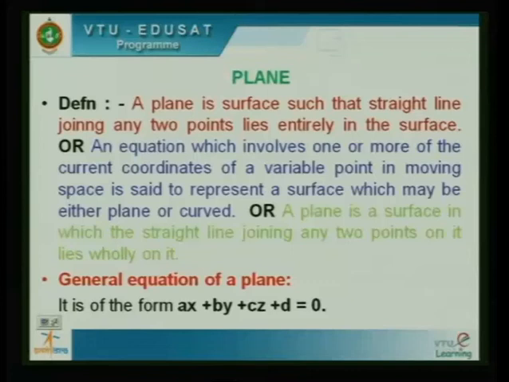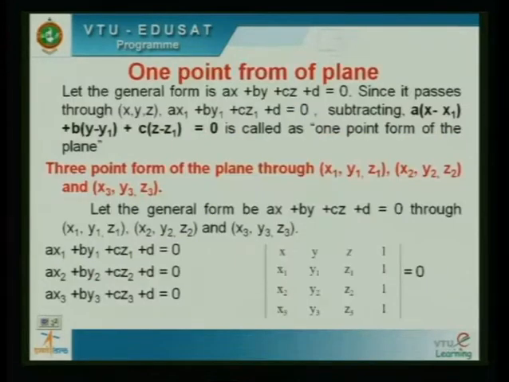Next, we are going to discuss varieties of definitions regarding the plane and their properties. Now, let me go to the next definition, the one point form of the plane. Here there is a spelling mistake: it should not be 'from', it is 'form' of the plane.